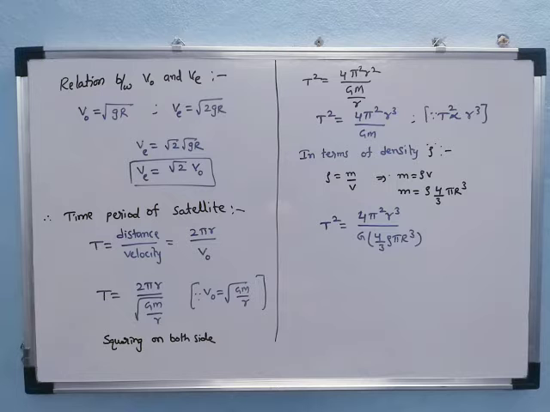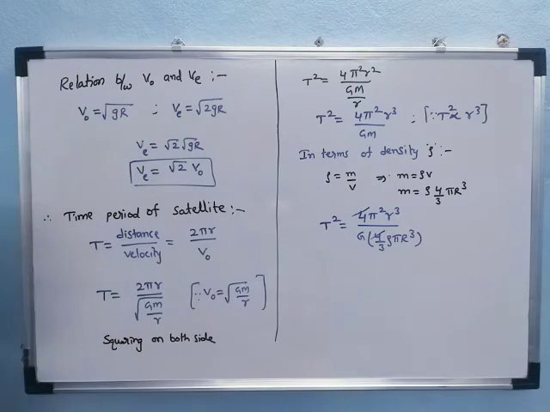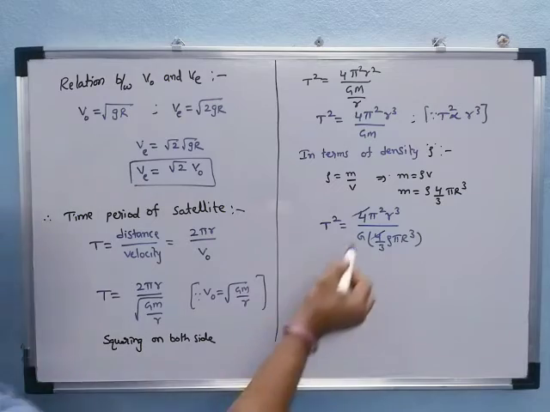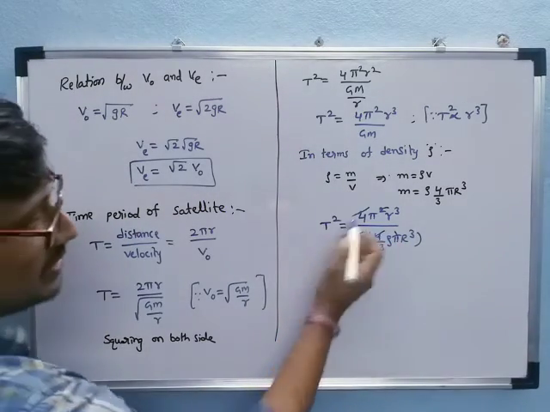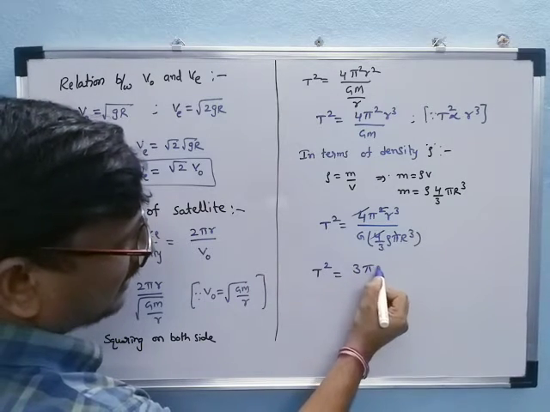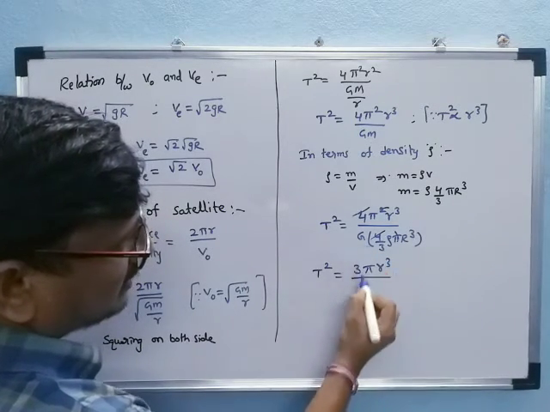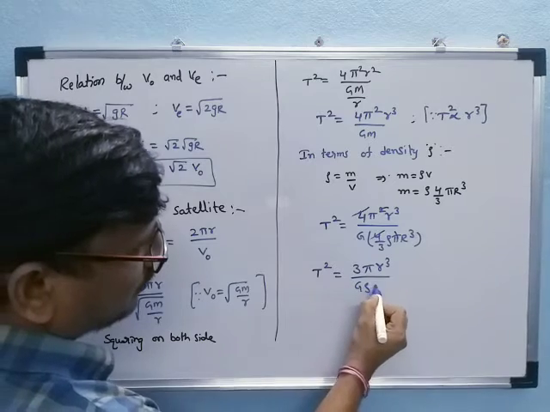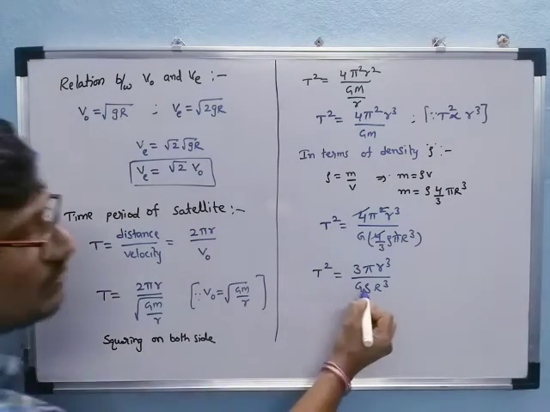Now here this 4 and 4 get cancelled, and pi and pi also get cancelled, and the denominator goes to the numerator. T square is equal to 3 pi r cube by G into rho into r cube.